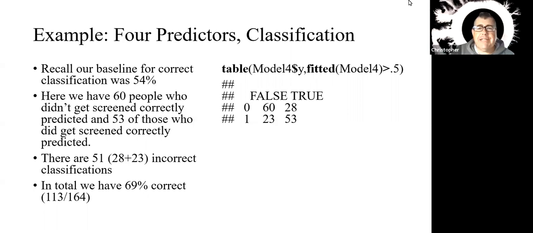So in total, this gives us 69% correct, and that's just 60 plus 53, the correct ones, over the total of 164. So we went from a baseline of 54% correct to 69% correct, so almost 70% correct from a little bit over 50% correct. So it gives us, I think, a nice common sense way to understand the quality of our prediction.